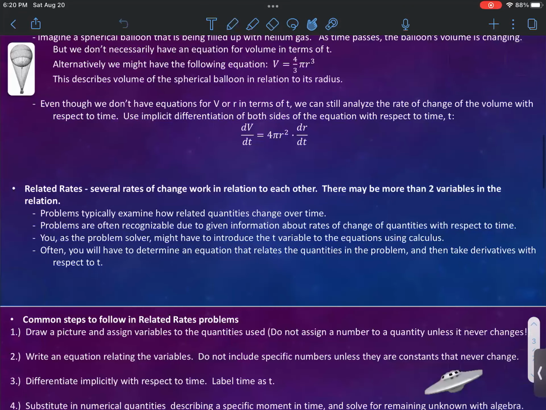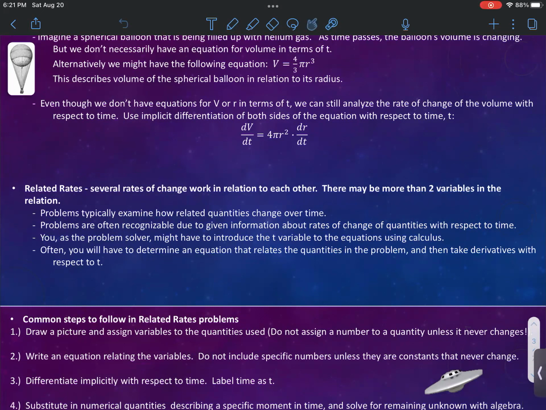How do you know when you have a related rates problem? Well, there will be several rates of change working in relation to each other. Often there's more than 2 variables. Problems examine how quantities change over time. You'll have information given about rates of change with respect to time. Sometimes you have to introduce the actual t variable to represent time because it's not in the original equation. And it usually ends up with determining an equation that relates the quantities that you do have, and differentiating with respect to t.